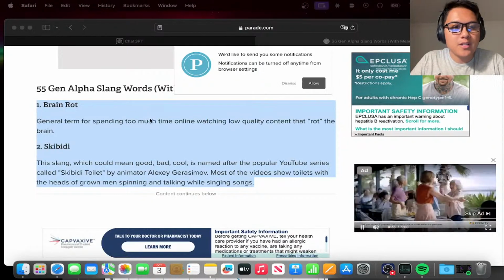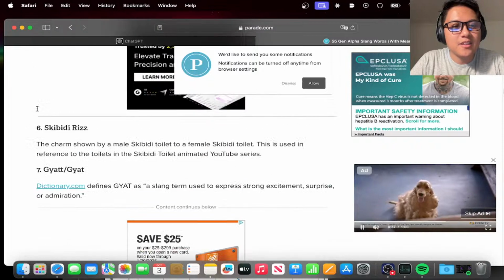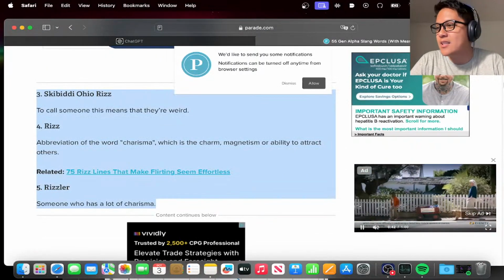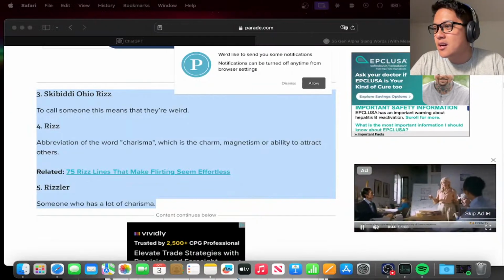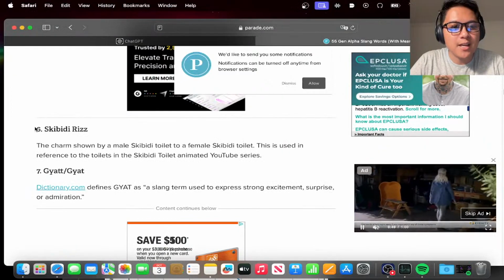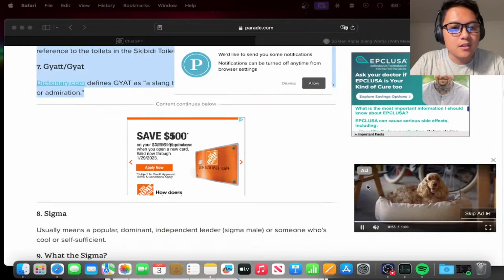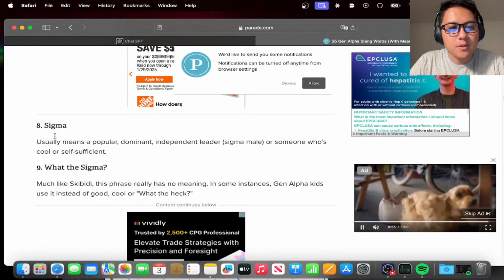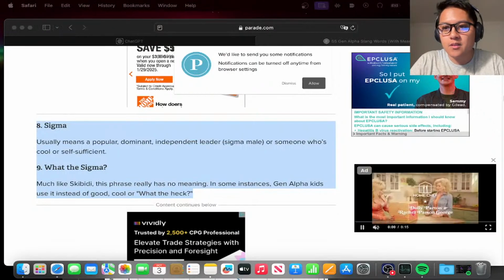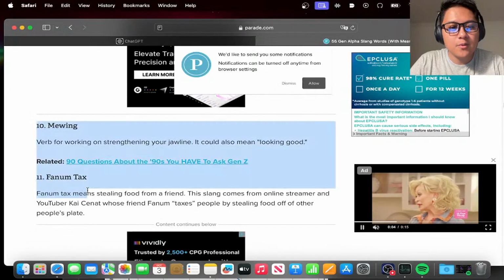Okay, here we go. Brain rot, skibbity, mewing. What the Sigma? Oh my gosh. This is such cringe, man. Cringe beyond belief. I am literally just copying and pasting. We're gonna use the first 10 words. I'm not gonna get all 55. What the Sigma? Sigma usually means popular, dominant. Sigma male. Okay. Mewing, phantom tax. Okay, we'll do the first 11 actually.